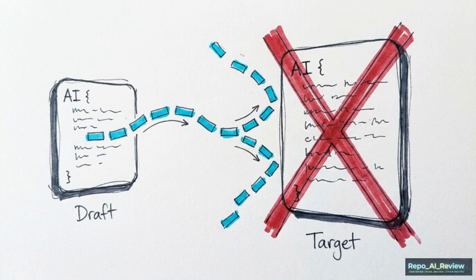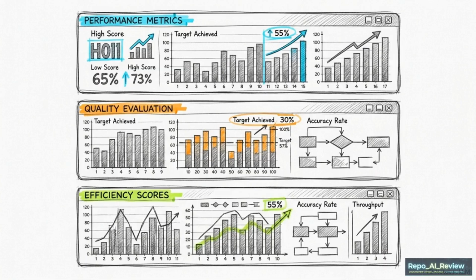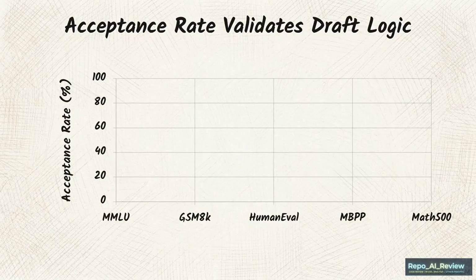A draft model provides zero value if its fast predictions are consistently rejected by the target model. To verify the alignment, the pipeline utilizes eval.py, a dedicated script designed to test the newly generated checkpoints against simulated production workloads. The repository integrates a suite of rigorous, standardized benchmark datasets, testing logic and coding capabilities across Math500, HumanEval, and ArenaHard v2. This chart illustrates the core metric of success, the acceptance rate.